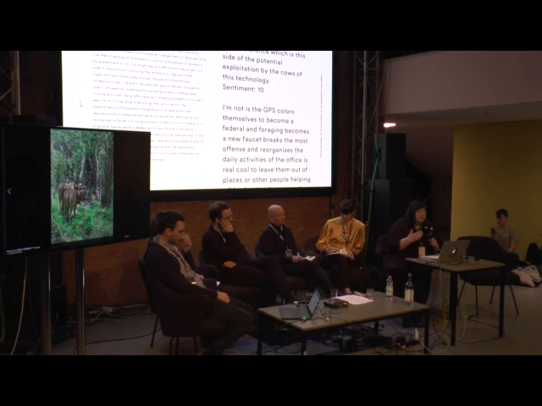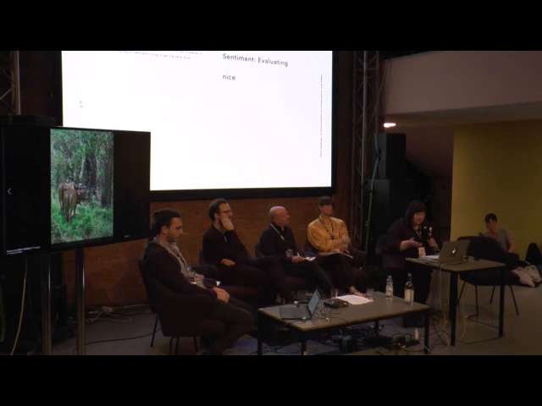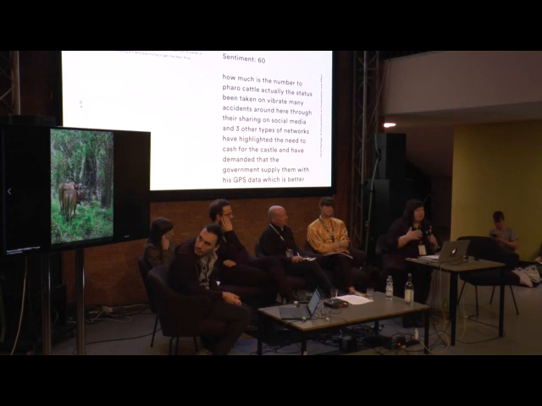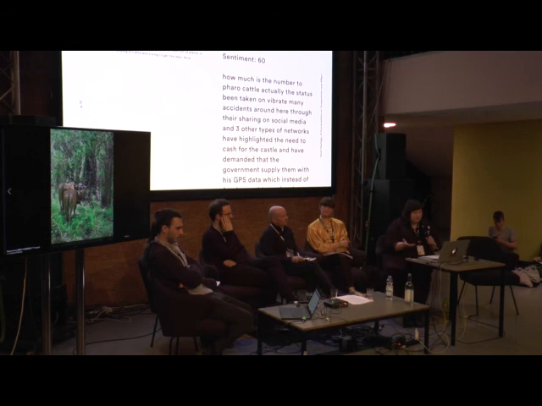So although the AFCD set out to control and reduce the numbers of feral cattle, actually this data has been taken on by many groups of activists around Hong Kong who, through sharing on social media and through other types of networks, have highlighted the need to care for the cattle and have demanded that the government supply them with this GPS data. Instead of actually reducing the number of cattle that roam the streets, this has in some aspects led to the people making demands that the cattle actually have habitable spaces.